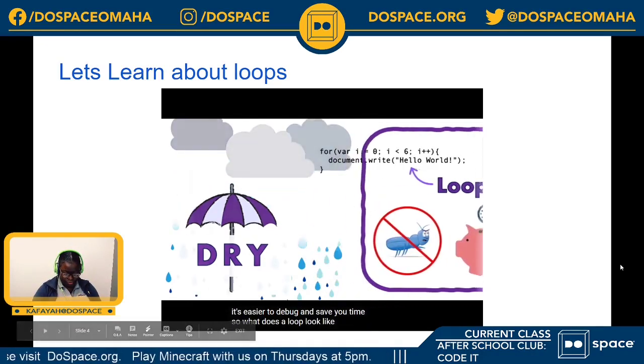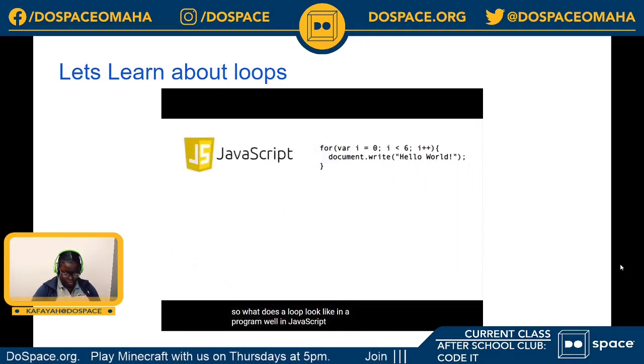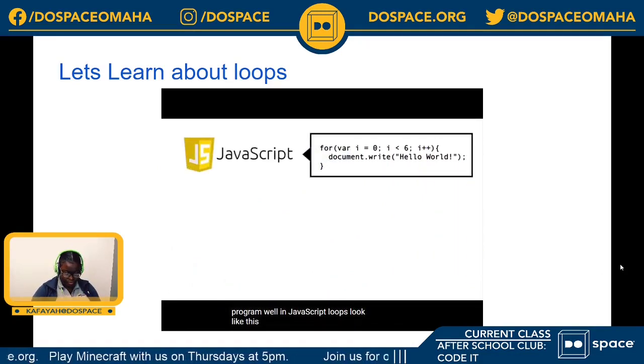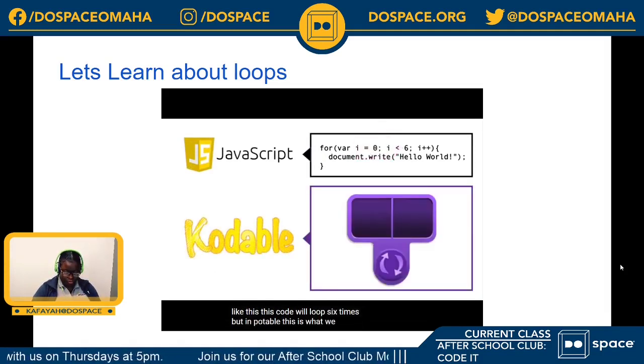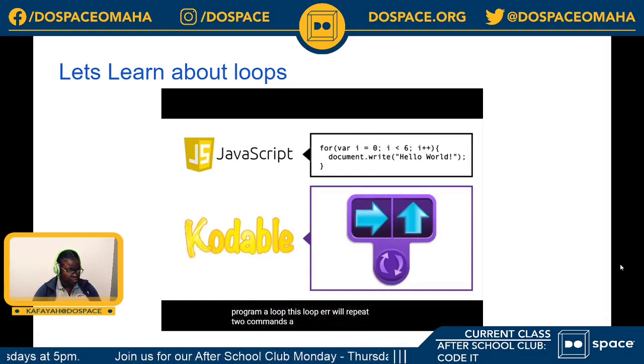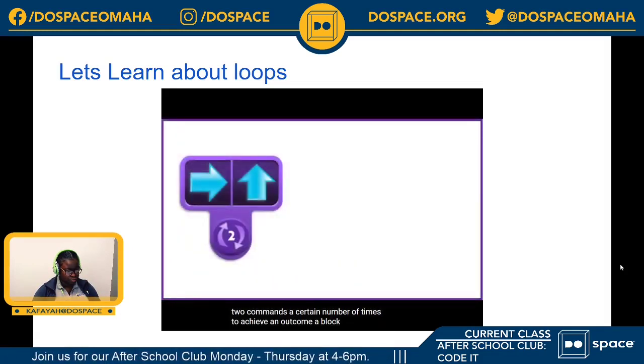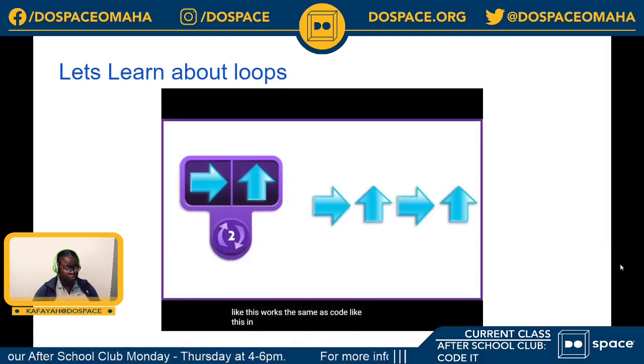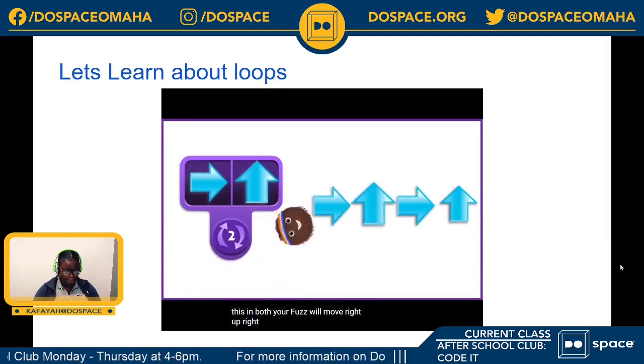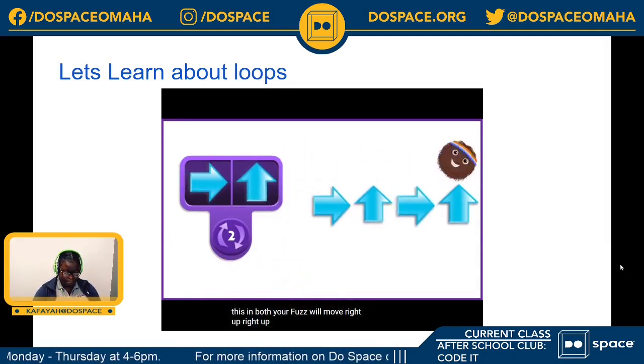So what does a loop look like in a program? Well, in JavaScript, loops look like this. This code will loop 6 times. But in Codable, this is what we use to program a loop. This looper will repeat 2 commands a certain number of times to achieve an outcome. A block of code like this works the same as code like this. In both, your fuzz will move right, up, right, up.